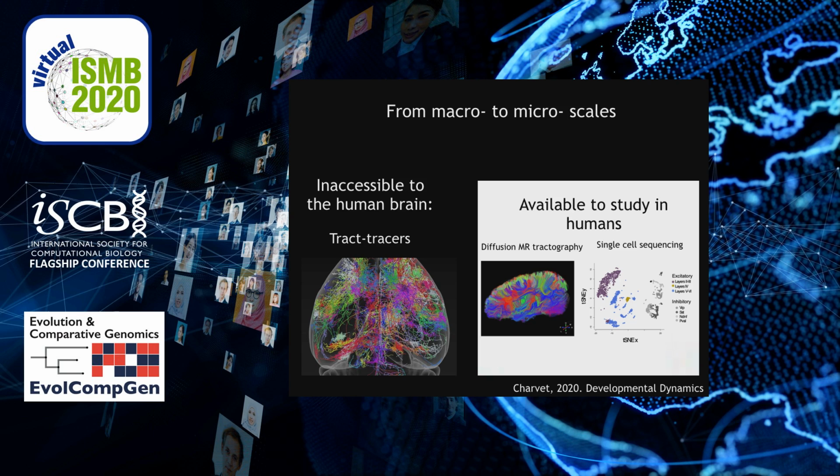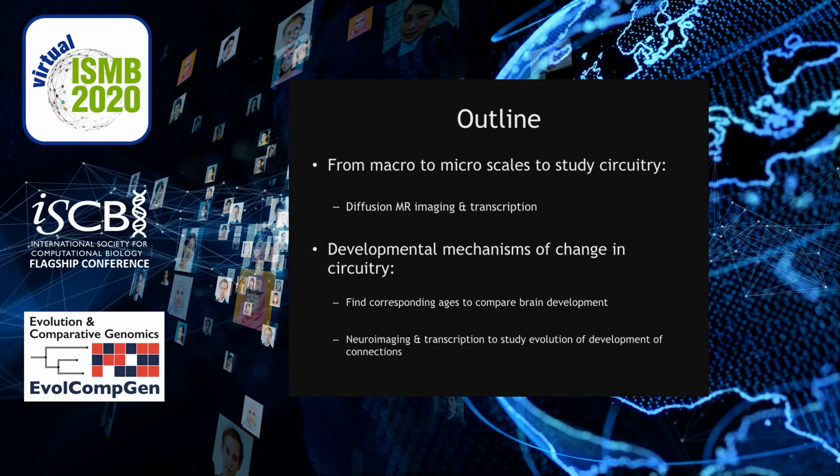that of other species. So I'll talk about our efforts integrating diffusion MR imaging and transcription to study the evolution of circuitry, and I'll also then talk about our investigations of the developmental mechanisms giving rise to change in circuitry. To that, we find corresponding ages across brain development because we need to find a solid foundation with which to compare brains. And then I'll talk about deviations in developmental programs using neuroimaging and transcription.